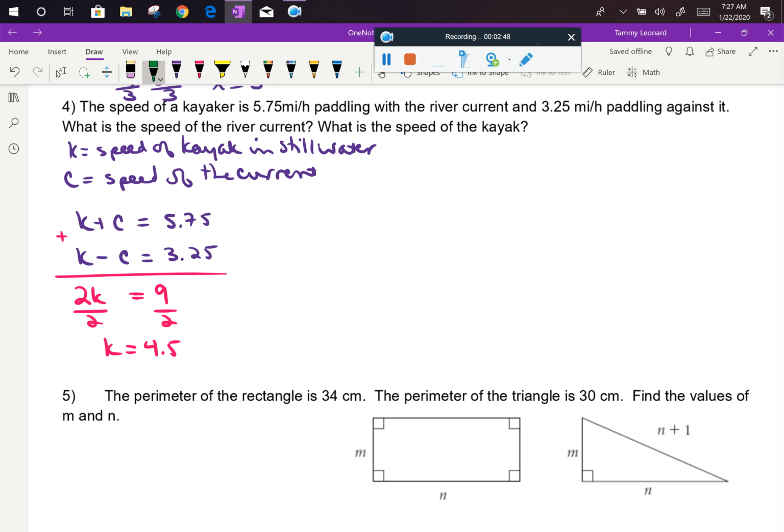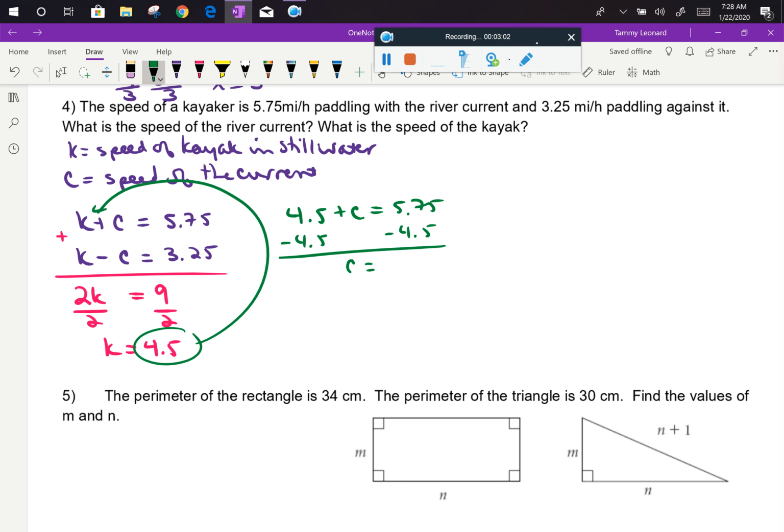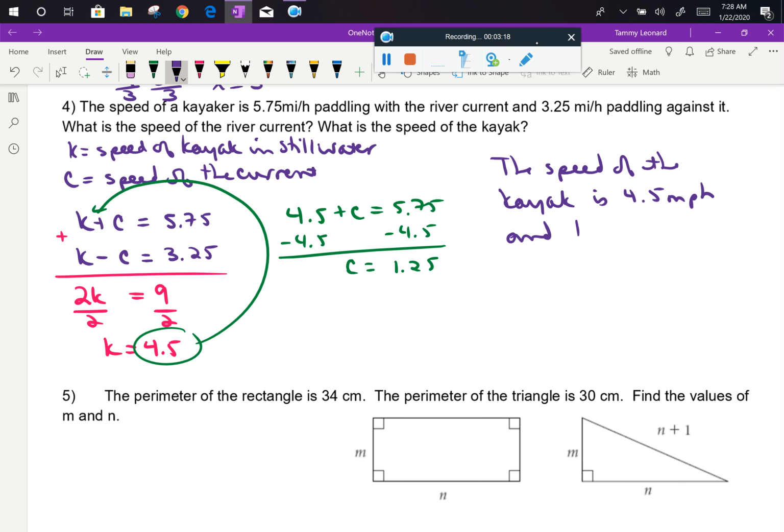And if we then substitute that in somewhere in the problem, it doesn't really matter where, so I'm going to go here. I have 4.5 plus C equals 5.75, and if I subtract 4.5 from each side, I have C is equal to 1.25. So we can conclude that the speed of the kayak is 4.5 miles per hour, and the speed of the river is 1.25 miles per hour.